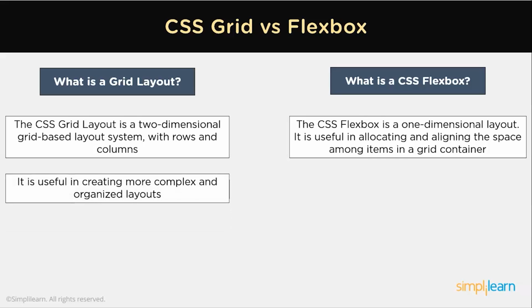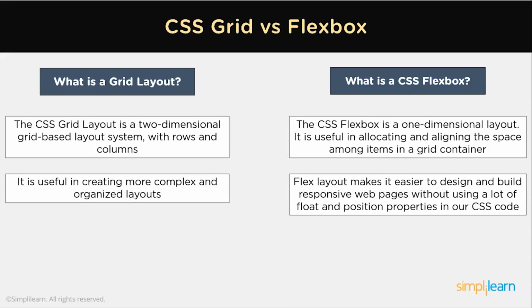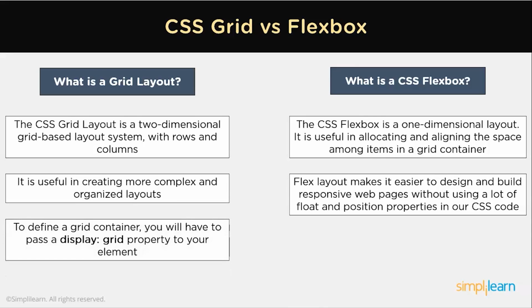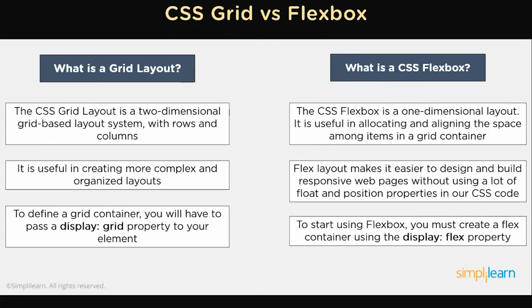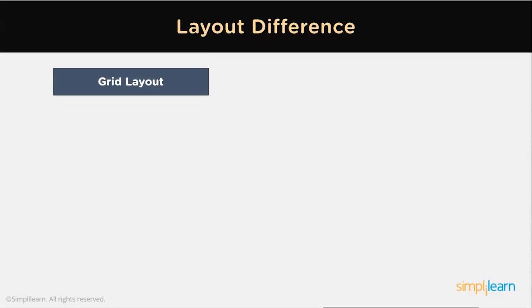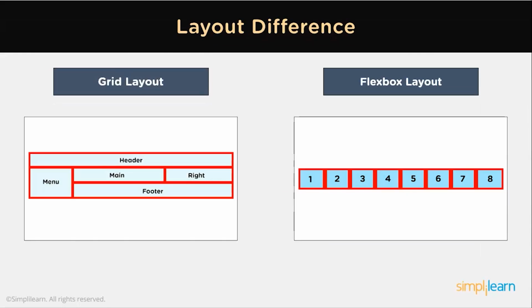The grid is used for creating more complex and organized layouts on your pages. Whereas Flex items are used to design responsive pages without using too much positioning or float in our CSS code. To work with the CSS grid layout, you have to add the display grid property to your element. Whereas to create the flex container, you have to use the display flex property. So this is the main difference between the layout of the grid and the Flexbox.